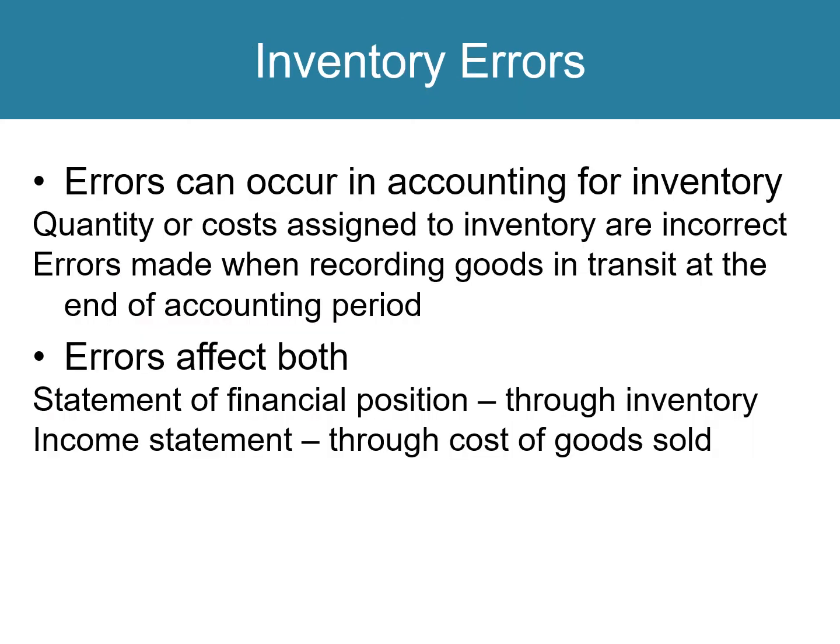Inventory errors. Errors can occur in accounting for inventory. Quantity or cost assigned to inventory are incorrect. Errors made when recording goods in transit at the end of accounting period. The errors also affect both statement of financial position and income statement through inventory and through cost of goods sold for the income statement.